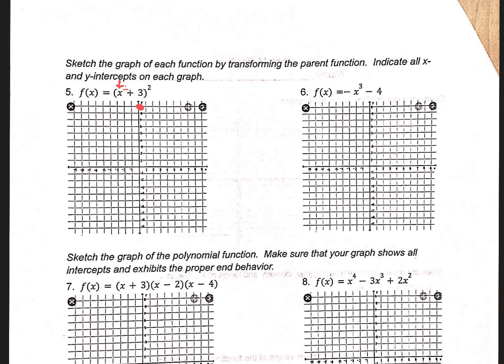To find the x-intercept, you put 0 in for the y. Take a square root, move the 3. Only one x-intercept, which is at negative 3, which means that the x-intercept is the vertex. So it's going to open up just like that.